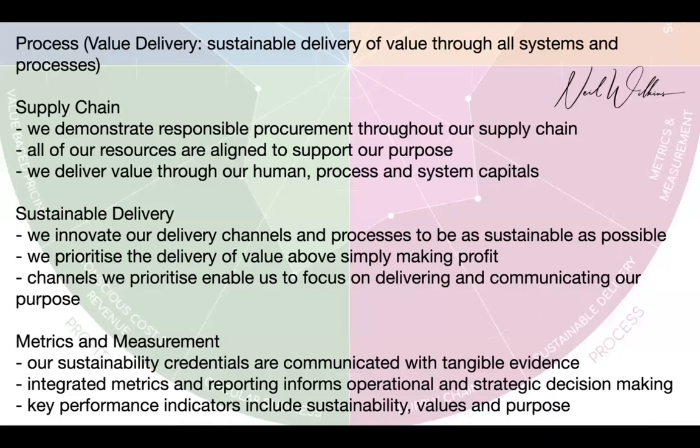And this is the delivery of value, the delivery or the sustainable delivery of value through all systems and processes. And there's 3 things to consider in this part of the marketing mix. Supply chain, making sure that we have an authentic, an ethical and a sustainable supply chain. It's also sustainable delivery. So as we put products and services out into the marketplace through chosen channels, we're making sure that those channels and those processes are very efficient and as sustainable as possible. So there's a little checklist there for you to work through.